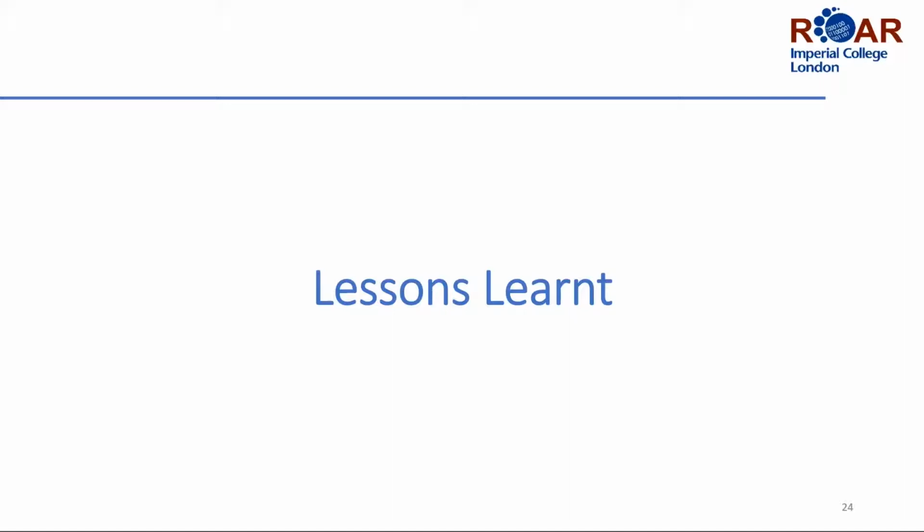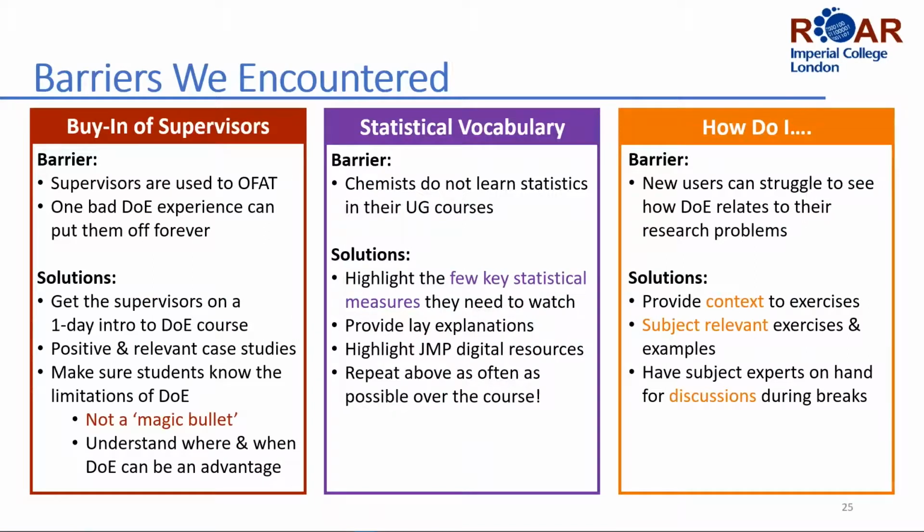Okay, thank you both. I'm going to tell you about some of the lessons we've learned over the years with design of experiments at Imperial College. Well, some of the barriers we've encountered and what we've done to break them down. A big one for us is getting the buy-in of research supervisors. Students come along to our course, they learn about this wonderful tool, and then they go back, and if their supervisor's not on board, they're not really going to be able to use it.